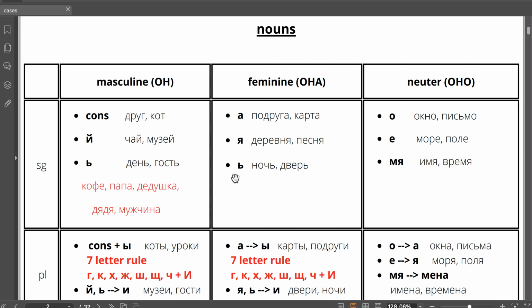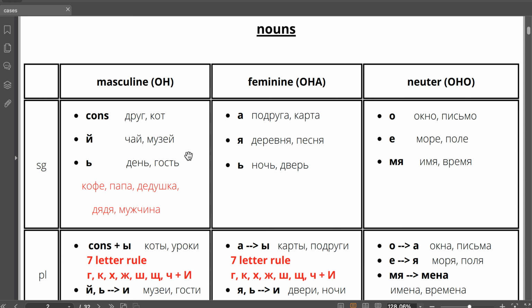How you can do this? And at this point, I recommend to start using your imagination or some tricks that can really help you to memorize these things. Let's compare these words. So masculine soft sign, день, гость. День, гость. Day, guest. And she gender, она gender. Ночь, дверь. Ночь, дверь. Night, door. There's no explanation why night feminine. It is what it is. That's why we need to memorize it and learn individually.